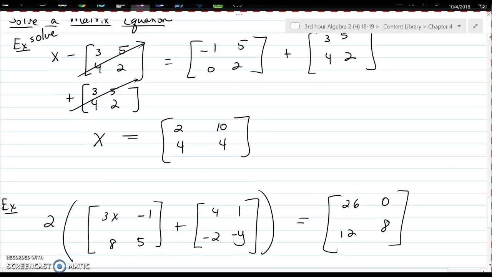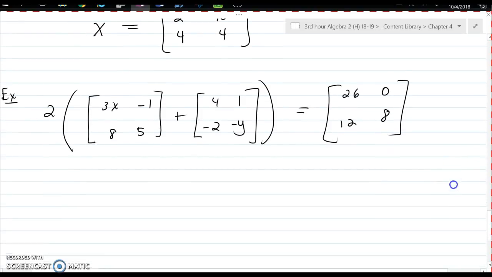So in this case, the solution is a matrix. So when we solve a matrix equation and the variable is not inside the matrix, usually our solution is a matrix. Okay, and then we can also look at this equation.